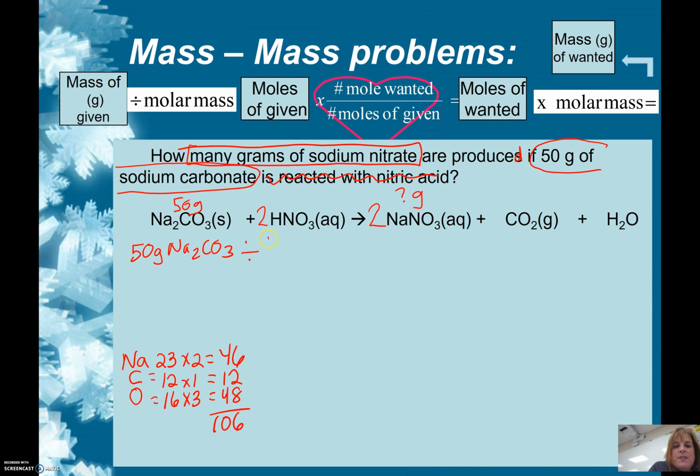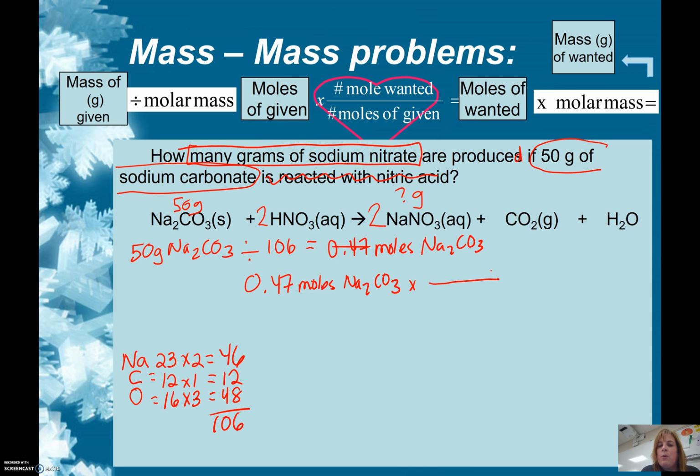So I'm going to take 50 grams, and I'm going to divide by 106 grams per mole. And that is going to give me 0.47 moles of sodium carbonate. Okay, so now I got moles. So now we're going to use the heart of the stoichiometry problem, our mole ratio. Okay, so we have 0.47 moles of Na2CO3. And so we're going to multiply by our mole ratio. On the top of the ratio is the number in front of what we're trying to find.